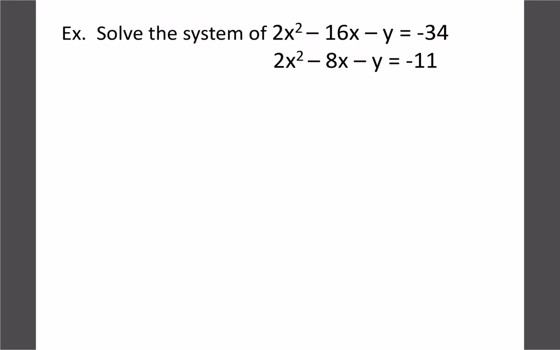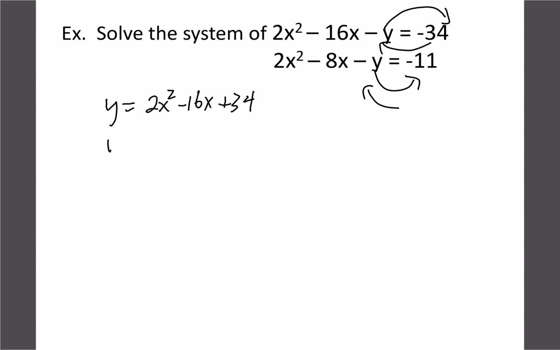Okay, here's another one. These ones look like quadratics, so if we want to graph them, once again you want to make them y equals. So for the top one, if we bring the y over and the 34 over the other way, we'd have 2x squared minus 16x plus 34 equals y, and do the same thing for the second one. So you'd have 2x squared minus 8x plus 11.